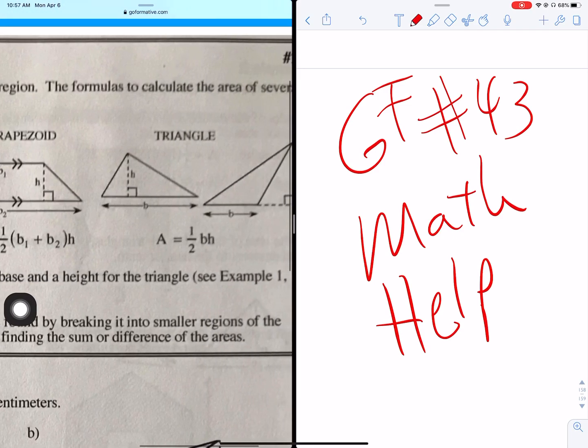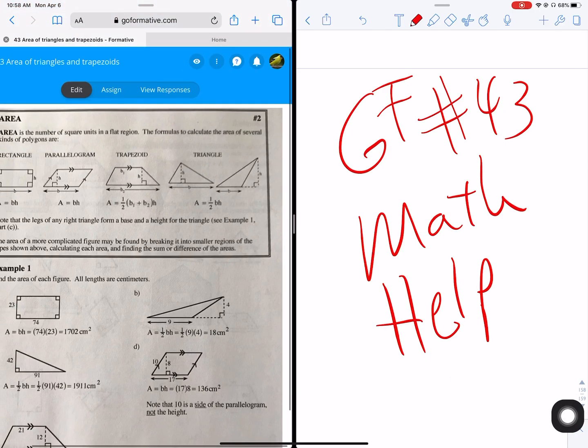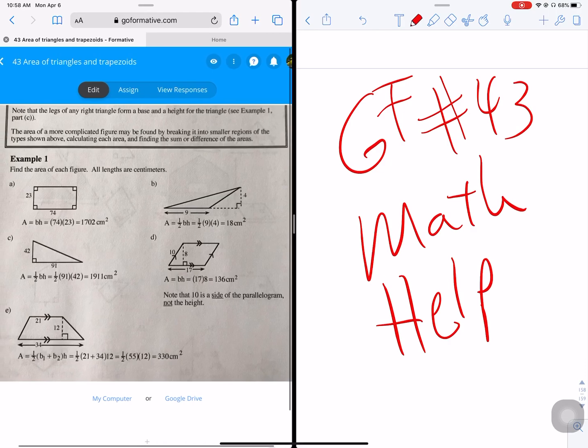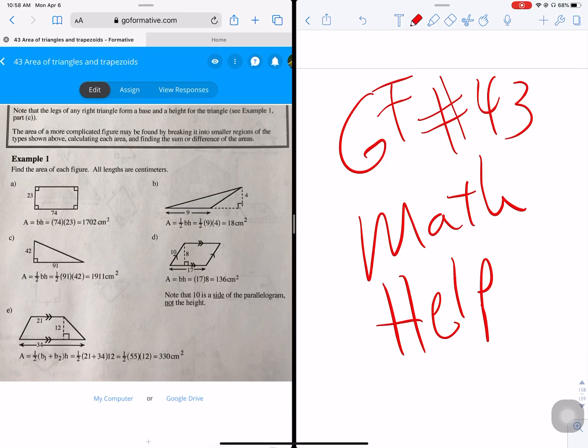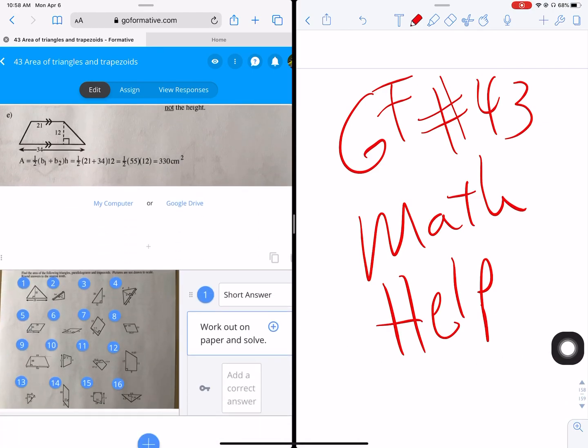A triangle, any three-sided shape, you're going to do base times height, but then you're going to cut it in half. And remember that triangles are half of rectangles. So you can do any of these problems. Here are 5 examples of how to do them. So if you want to see them, you just go back to that. Let me show you how this works.